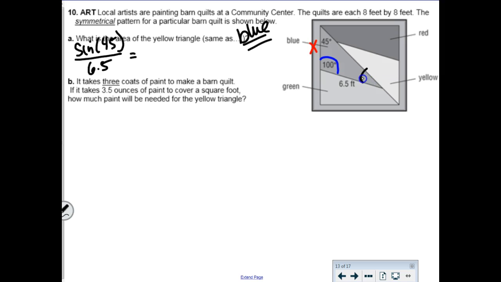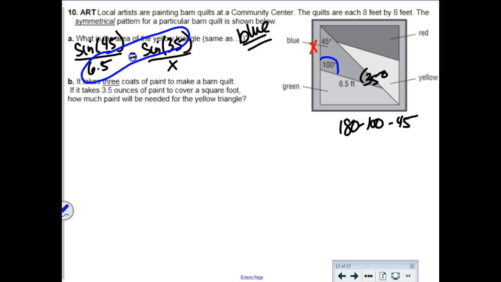How do you find the third angle in a triangle? Well, you subtract them from 180, right? So 180 minus 100, oops, minus 45 is 35? Okay. So that's going to be the rest of our law of sines proportion. Sine of 35 over x. All right, let's cross multiply and divide. And you're going to find that I think it's 5.27.